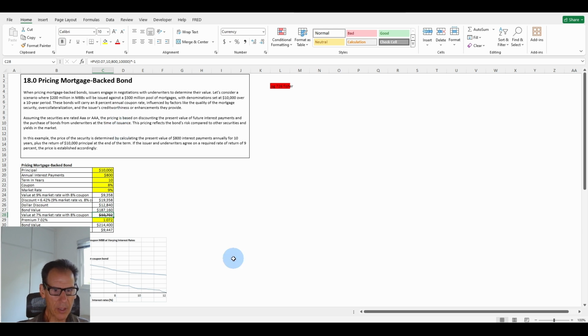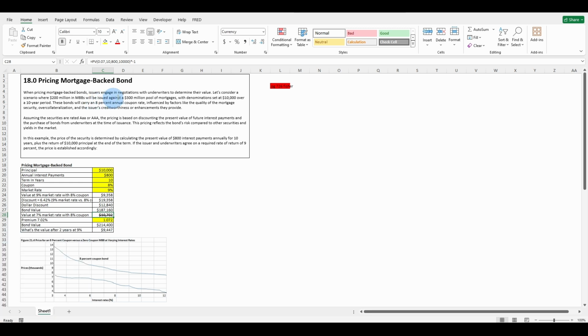Assumption number one, let's say these are AAA bonds. We have $200 million in mortgage-backed bonds issued against $300 million in pooled mortgages. Now, $10,000 increments over a 10-year period at an 8% rate. Looks like it'll kick off an $800 interest payment annually for 10 years. That's based on these $10,000 chunks.